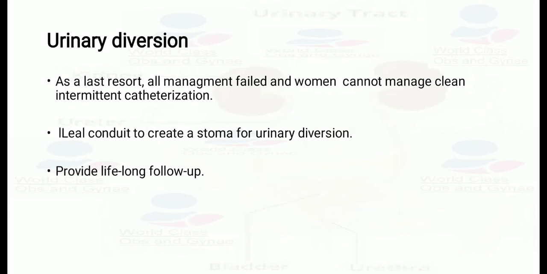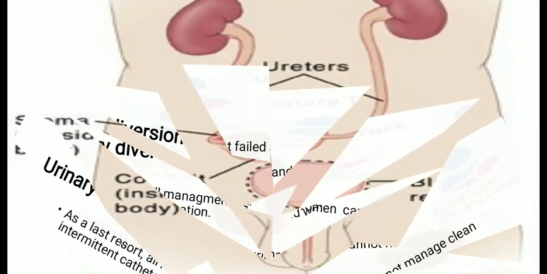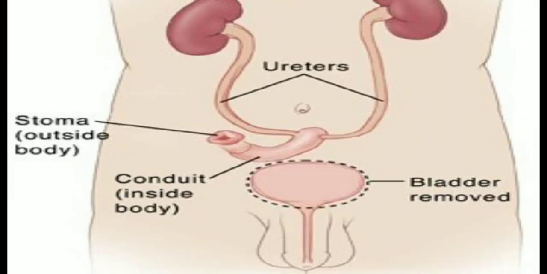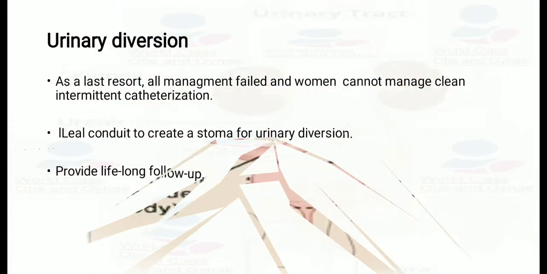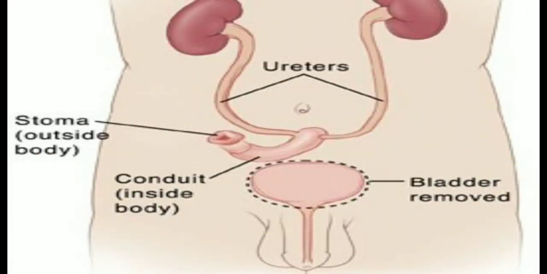When all management has failed and the woman cannot manage clean intermittent catheterization, an ileal conduit is used to create a stoma for urinary diversion, and that needs lifelong follow-up. So that is what I was explaining, the urinary diversion, ileal conduit.